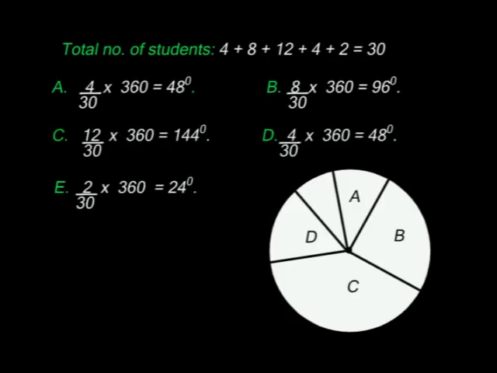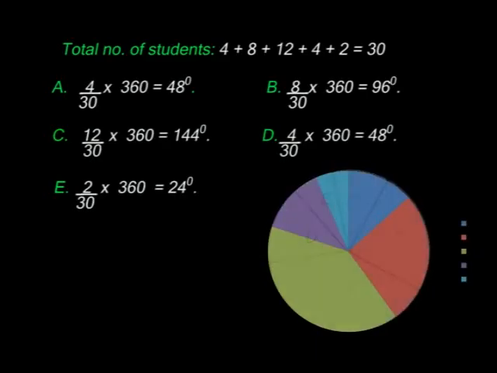Now I don't need to measure E because the remaining angle is obviously 24. So that is my structure of the circle, the proportional parts representing each grade. Now I can make it more presentable by coloring it like this. And there I have my pie chart.